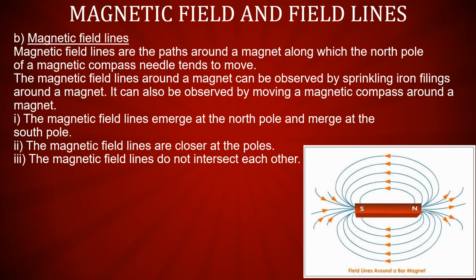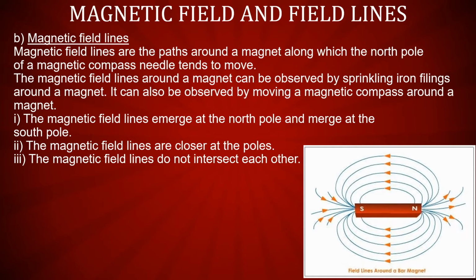A magnetic field is characterized by its magnetic field lines. These are paths around a magnet along which the north pole of a magnetic compass needle tends to move. The magnetic field lines around a magnet can be observed by sprinkling a few iron filings around a magnet. It can also be shown by moving a magnetic compass around the magnet. As shown in the figure, you can see these magnetic field lines originate from the north pole of a magnet and terminate at the south pole.